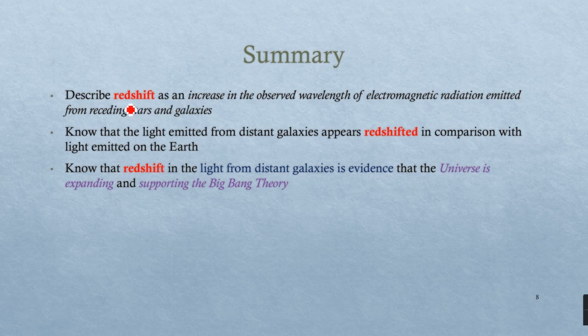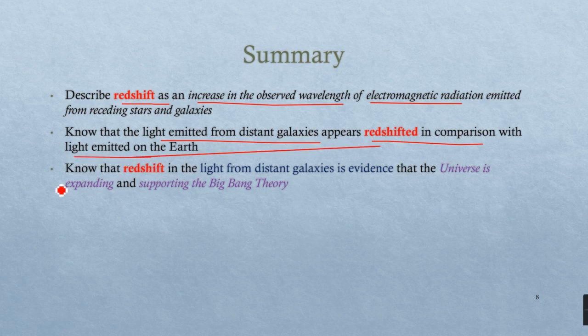In summary, redshifting is an increase in the observed wavelength of any electromagnetic radiation emitted from a star or a galaxy. Now let's look at the light emitted from a distant galaxy. It appears to be redshifted in comparison with the light emitted on Earth, which means that the universe is expanding. So when we talk about redshifting, we can say that the light from a distant galaxy is evidence of the universe expanding, and it also supports the Big Bang theory as well.